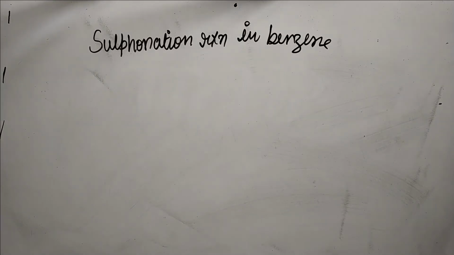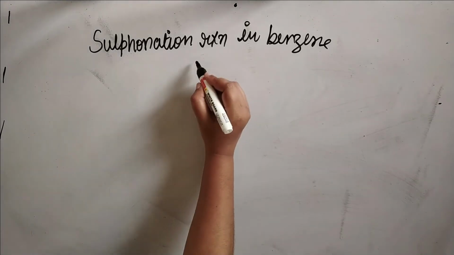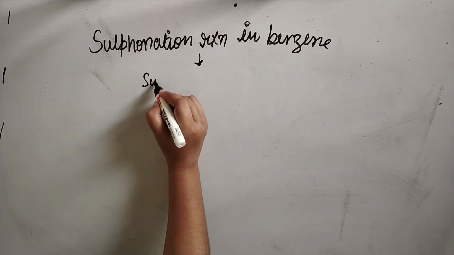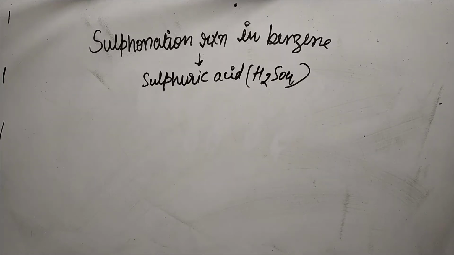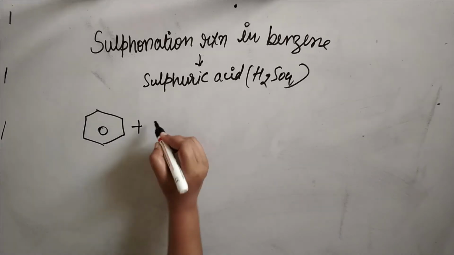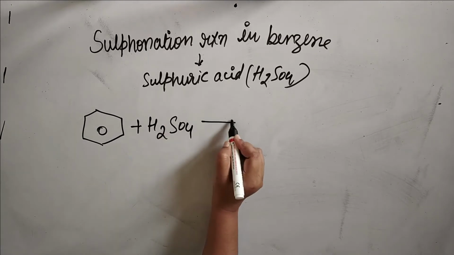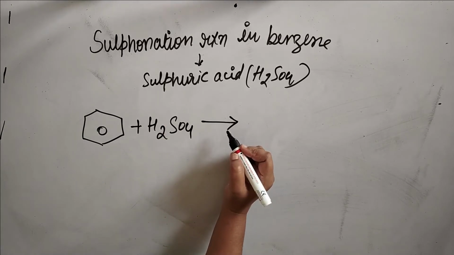Next is the sulfonation reaction in benzene. Generally this reaction is carried out in the presence of sulfuric acid, that is H2SO4. Again this reaction takes place in two major steps. Number one is generation of the electrophile and second is the substitution of the electrophile. First I will write the general reaction of sulfonation. When benzene reacts with H2SO4, benzene sulfonic acid will form.